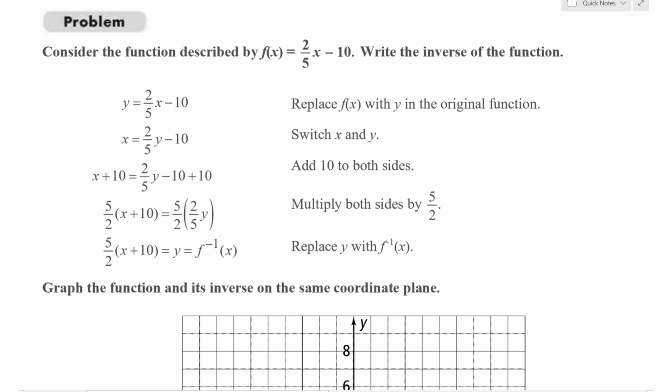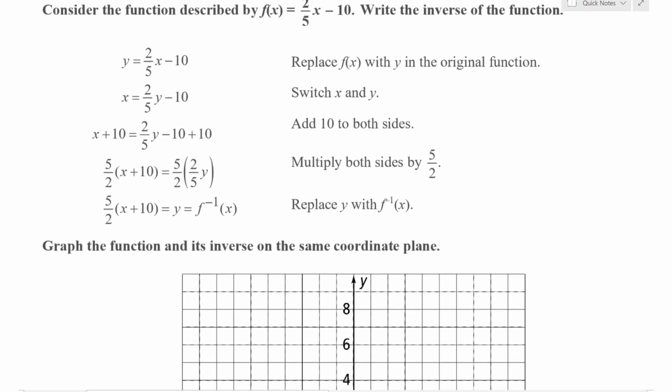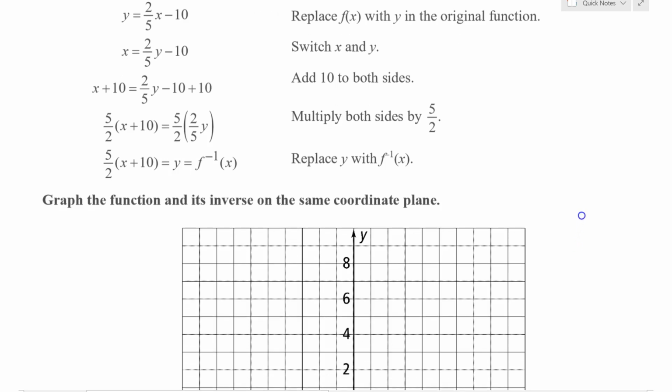Write the inverse. It says to replace f of x with y, so you get y equals 2/5 x minus 10. Switch the x and the y, and that's what they did. Then the next step was to solve for y, so they added 10 to both sides. Then they multiplied both sides by the reciprocal, which is 5/2. So the inverse is going to be 5/2 times x plus 10.